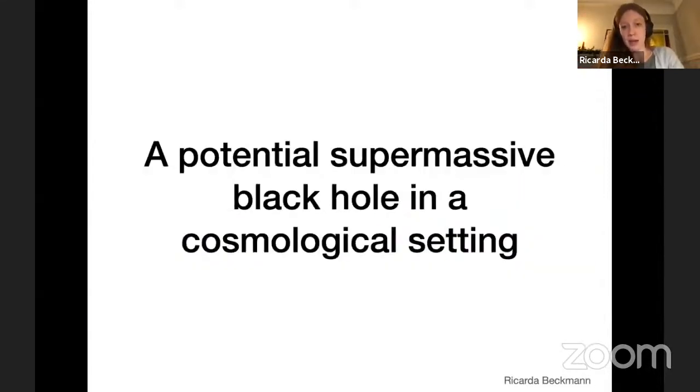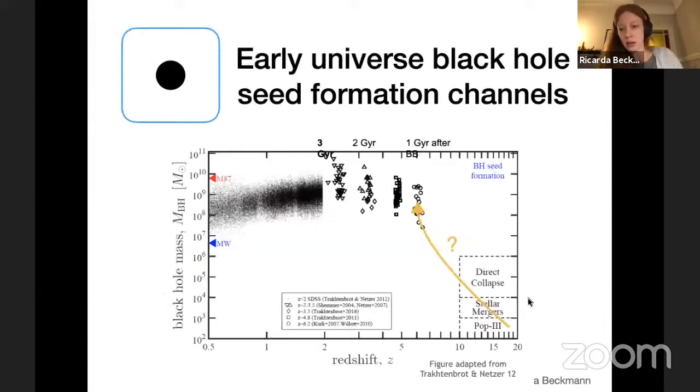So what about the first black holes? Well, if we do put one of these high-resolution black holes into a cosmological setting and try to understand how we get from this bottom right of this plot here, from one of the seed black holes, can we make it all the way to the observed regime?